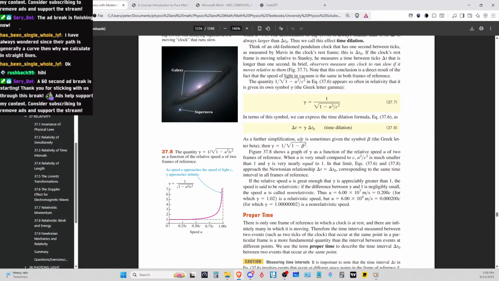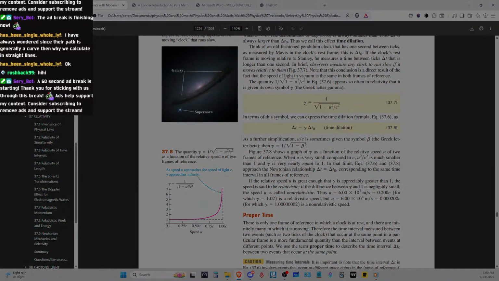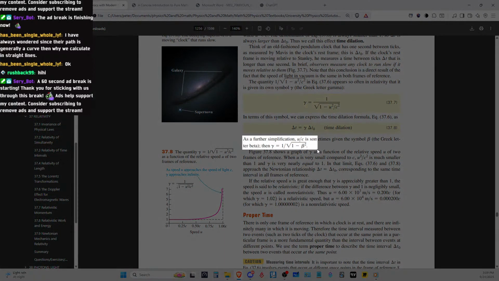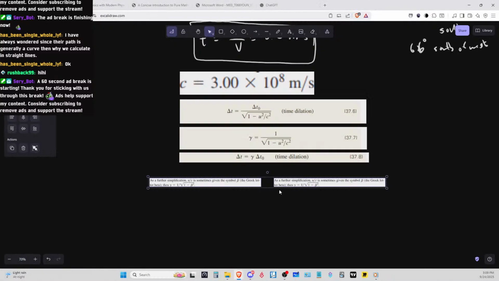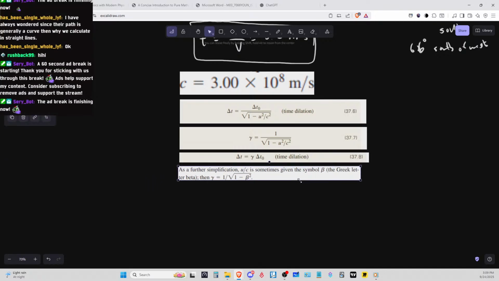As a further simplification, u over c is sometimes given the symbol beta. Okay, so it would be like 1 minus beta squared. I mean, sure. I might encounter that in a book one day, so that's good to know. I mean, it would make the formula look cooler, actually.